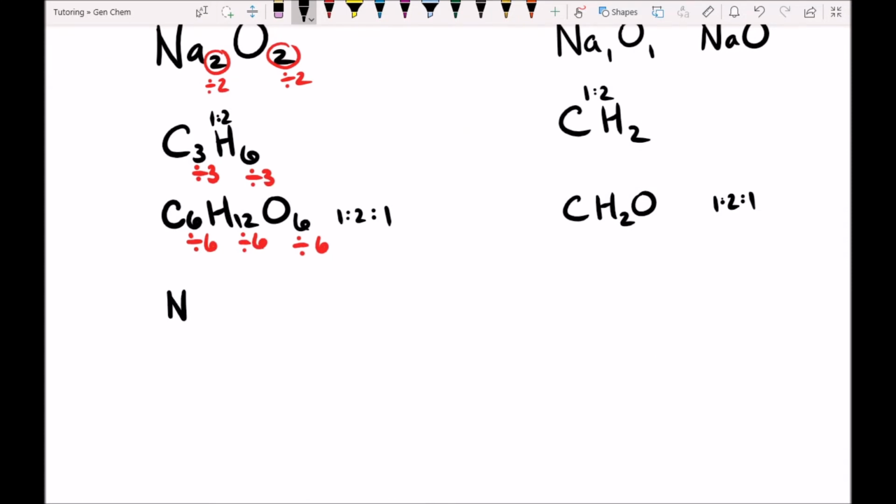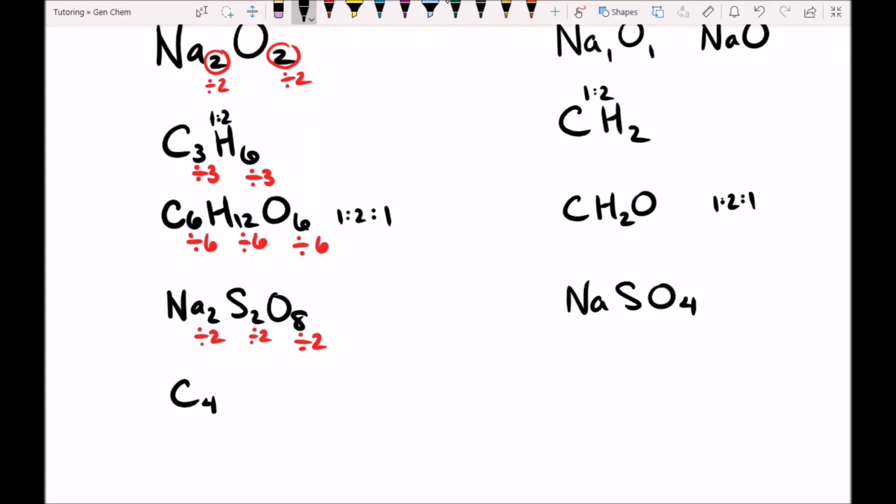Sodium persulfate, that's Na2S2O8. Greatest common factor is 2. So we'll divide each subscript by 2. We get NaSO4. Butyric acid, C4H8O2. Greatest common factor is 2. We'll divide each subscript by 2. We get C2H4O for the empirical formula.